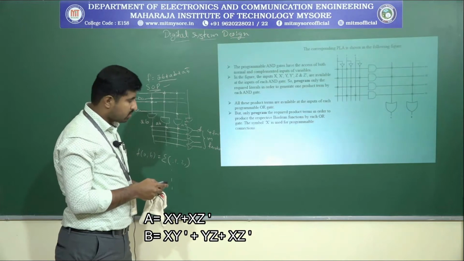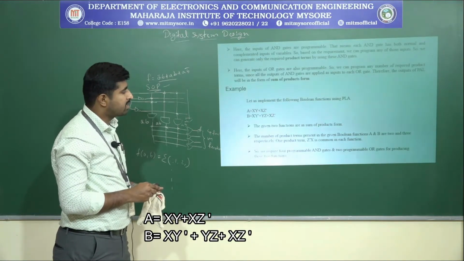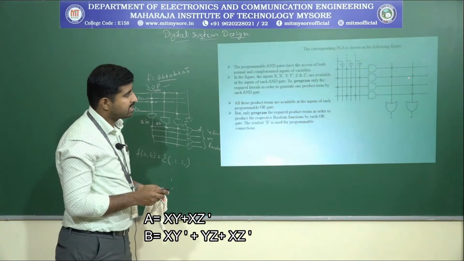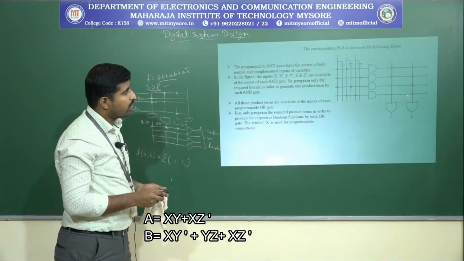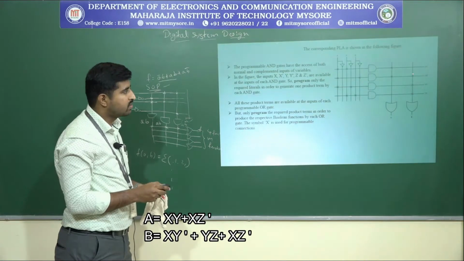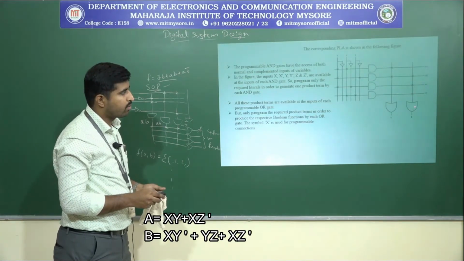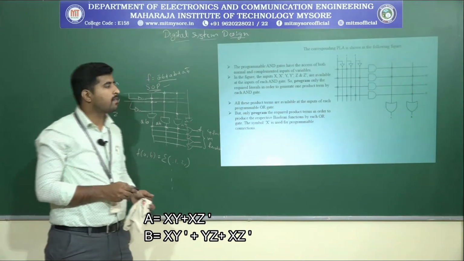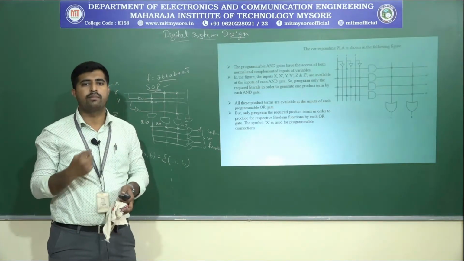Similarly, the next function we need is x y bar plus y z plus x z bar. Here we are going to get the x z bar, here the x y bar, and here the y z. All these AND gate outputs will be ORed together, programmed, so that we implement the function B. Okay, so this is how a programmable logic array, PLA, works.